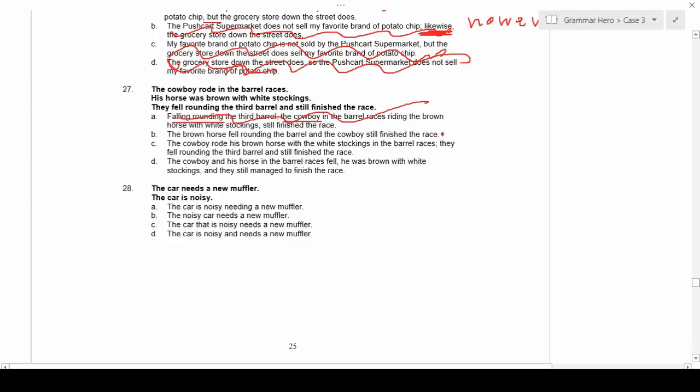The brown horse fell rounding the barrel and the cowboy still finished the race. It's an okay sentence. There's nothing wrong with it, but let's read through to see if we have any better ones. The cowboy rode his brown horse with the white stockings in the barrel races; they fell rounding. This is a good sentence. It combines the three sentences using a semicolon, so I like that. The cowboy and his horse in the barrel race fell. This one doesn't even make sense. We're going to go with this one. B's not wrong. C's just more correct.